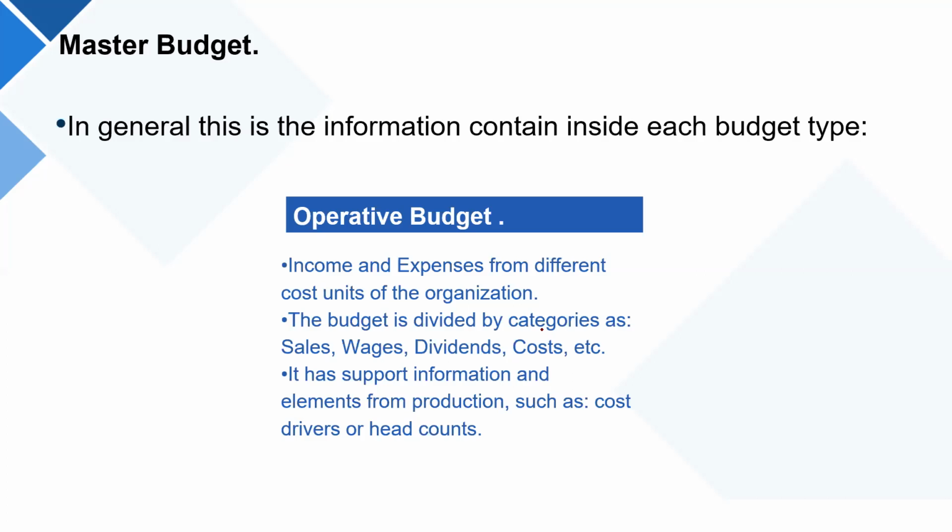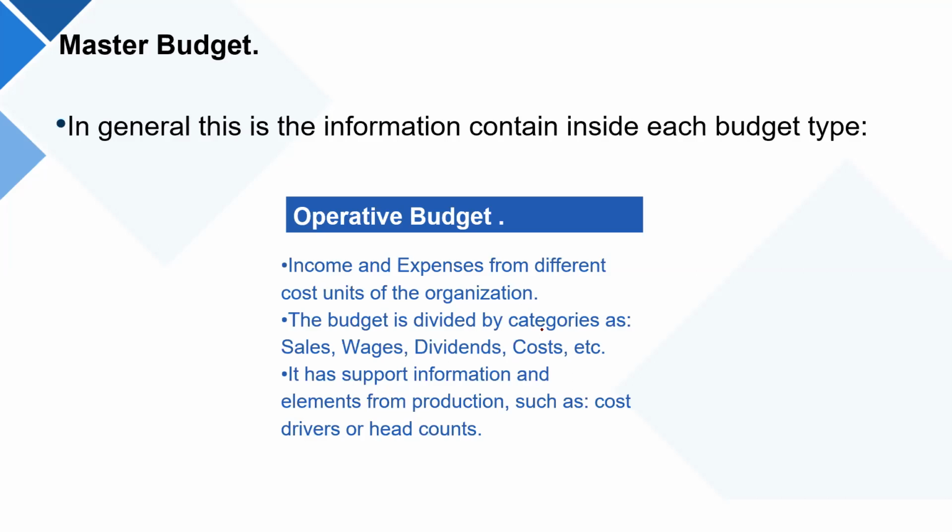And the operating budget can be divided in different accounts like sales, wages, dividends, costs. And again, those are the accounts inside the profit and loss. And it holds support information. For example, when you are starting to build the operating budget, you will have support information like unit cost, head counts, or production capacity. All of that will be part of the information to create the operating budget.